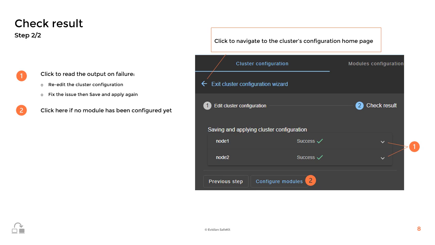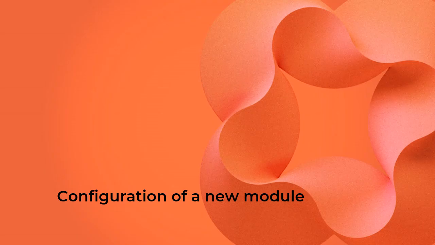Be aware that there is an encryption key associated with the cluster configuration. This key must be identical on all nodes of the cluster for proper communication. The key is regenerated each time you save and apply changes on both nodes. If you encounter communication issues within the cluster, you can save and apply the configuration again to regenerate the same key on both nodes. Let's now examine the configuration of a new module.